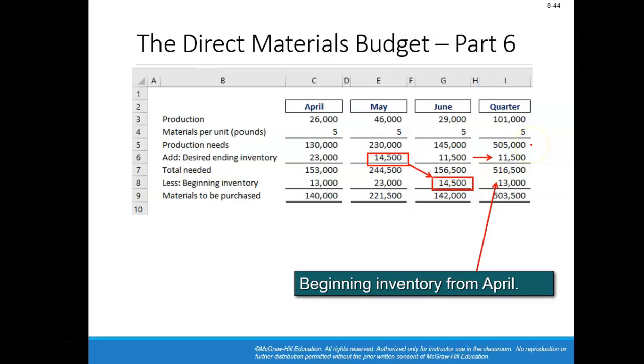505,000 pounds of material. The desired ending inventory at the end of the quarter will be 11,500 pounds of material. So we need a total of 516,500 pounds of material. We had 13,000 pounds of material at the beginning of the quarter. Therefore, we need to purchase a total of 503,500 pounds of material for this quarter. Okay, that's our purchase needs.